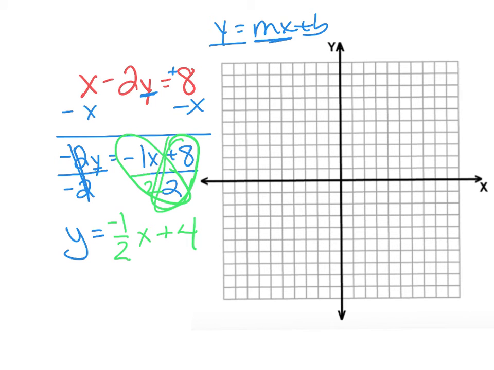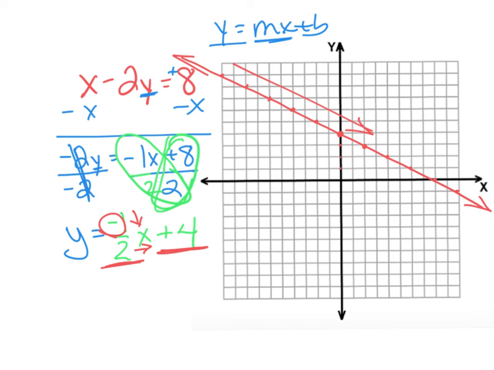So to graph it, here's my y-intercept. 1, 2, 3, 4. My slope is negative 1/2, so I'm going to go down 1 to the right 2. Down 1 to the right 2, down 1, right 2, down 1. And I'm going to keep on going. Other way would be up 1, left 2. Up 1, left 2. Keep going until I'm done. And then I'm going to draw my straight line. And I know it's going down because it is a negative slope. Let's try another one.